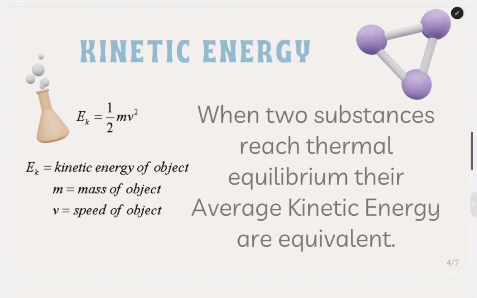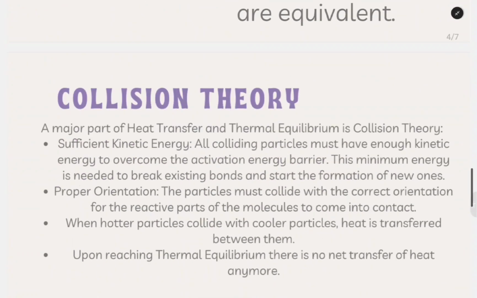So, a key point to remember is that when two substances reach thermal equilibrium, their average kinetic energies become equal. This means that the particles in both substances are moving with the same average kinetic energy. It's important to remember that the kinetic energy of an object is equal to 1/2 mv squared, m being the mass of the object and v being the velocity of the object.